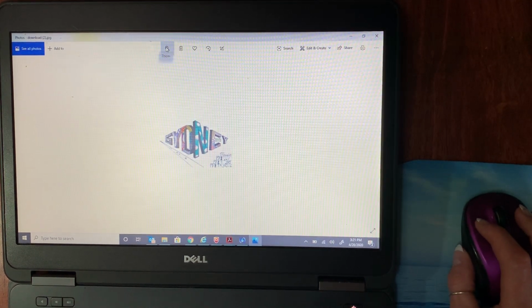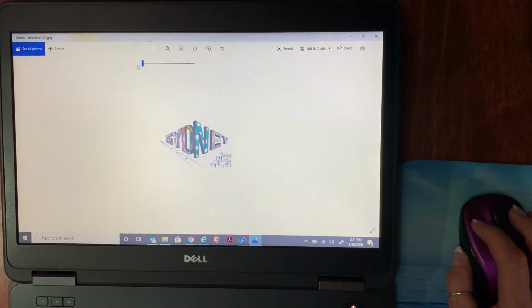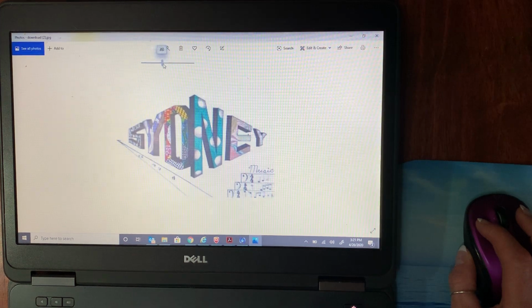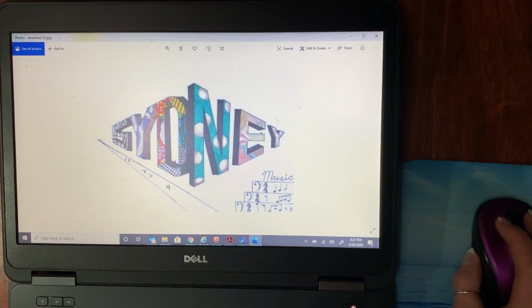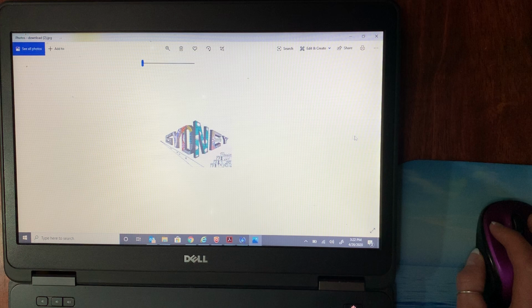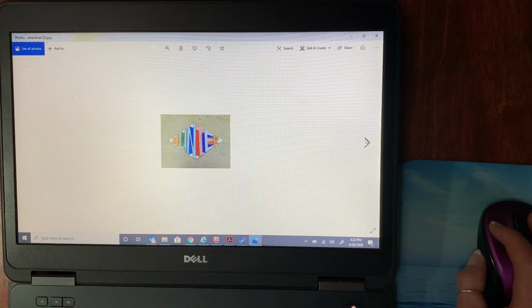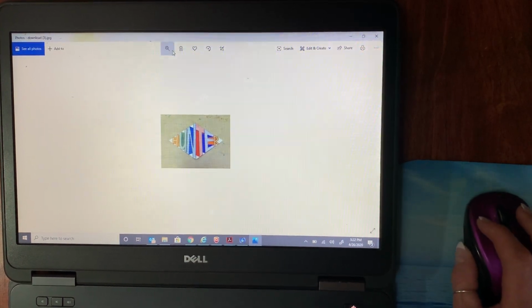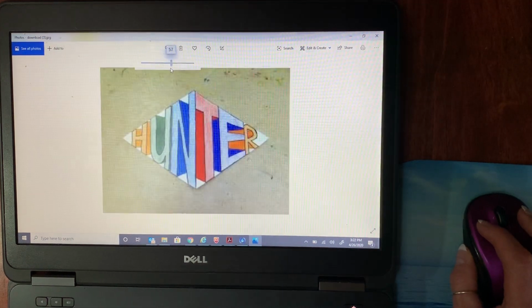Here are just a few examples. These I found online because mine are all at school. Obviously, this person did some designs on their letters, which is an option. If you would like to do that, that's great. Hunter, you probably can't see that. Make it bigger.